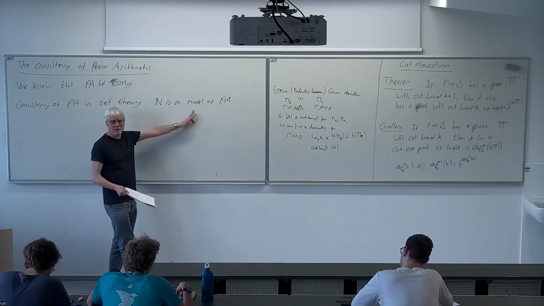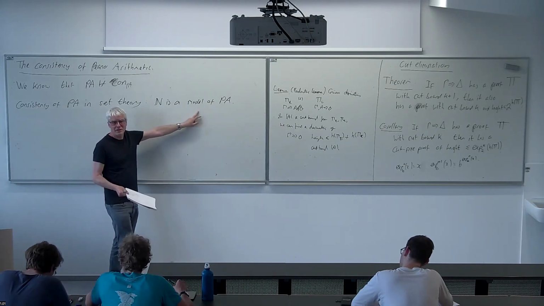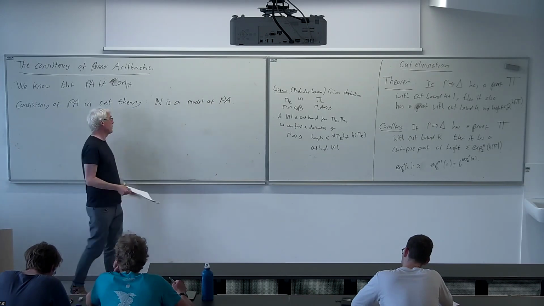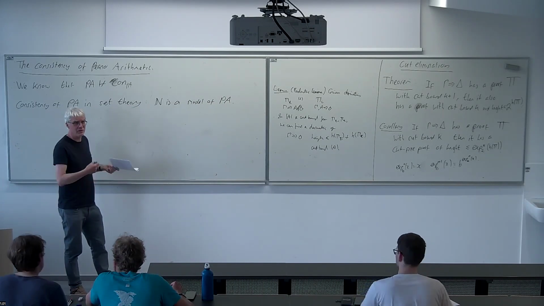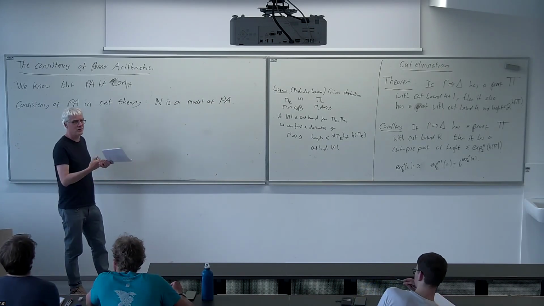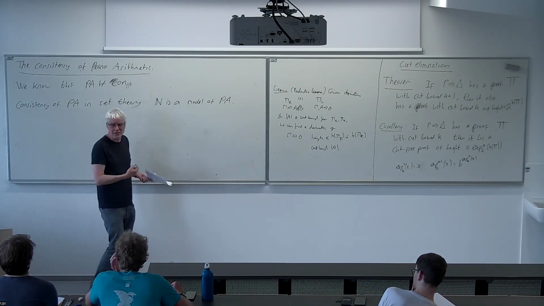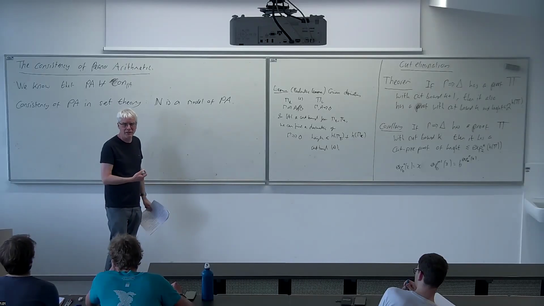So we could ask, why can't we formalize this in Peano arithmetic? Well, we don't have the set of natural numbers as an entity, so we can't construct an element of the universe that is our model to be able to reason with.